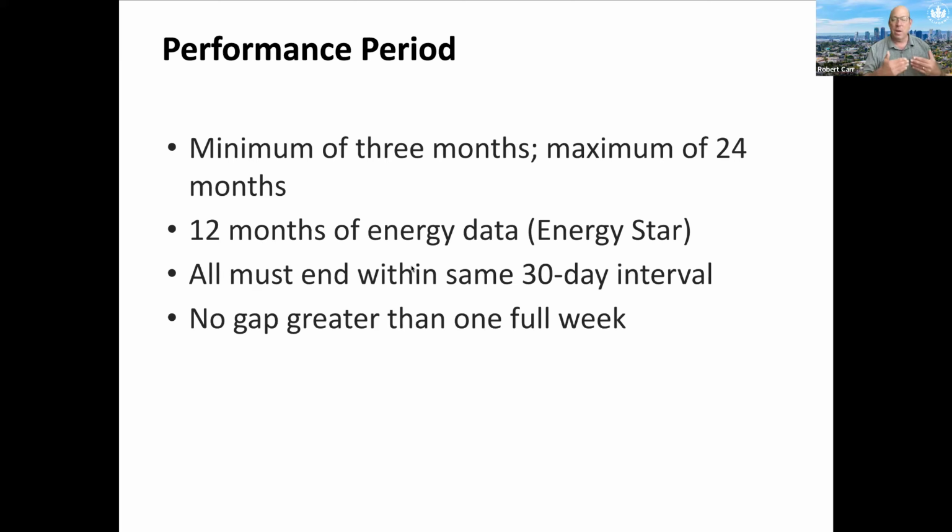They all must end on the same interval, and I'll show you what that means in the next slide, but they all must end within the same 30-day interval. So you can't have energy end like 6 months before you submit and then have your purchasing data end right before the day you submit. They all have to end right about the same time, and you can't have a gap of more than 1 full week.